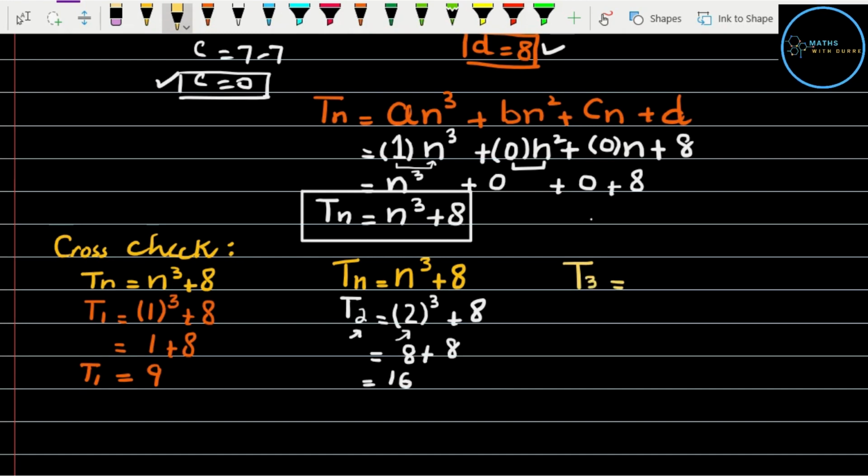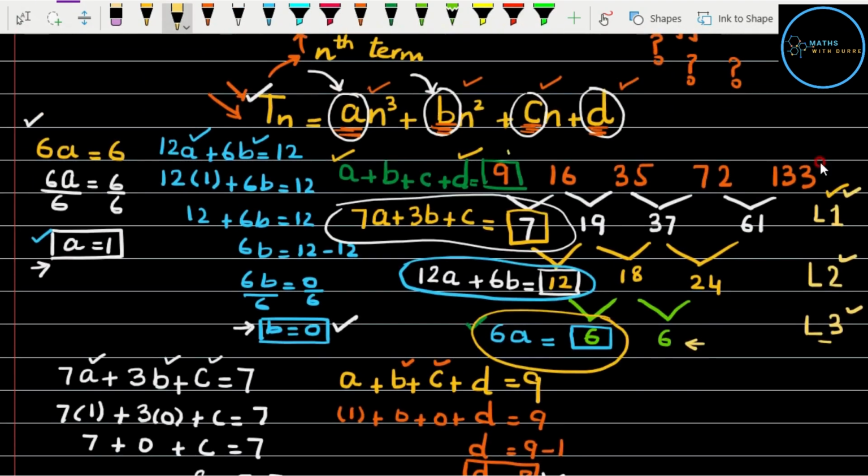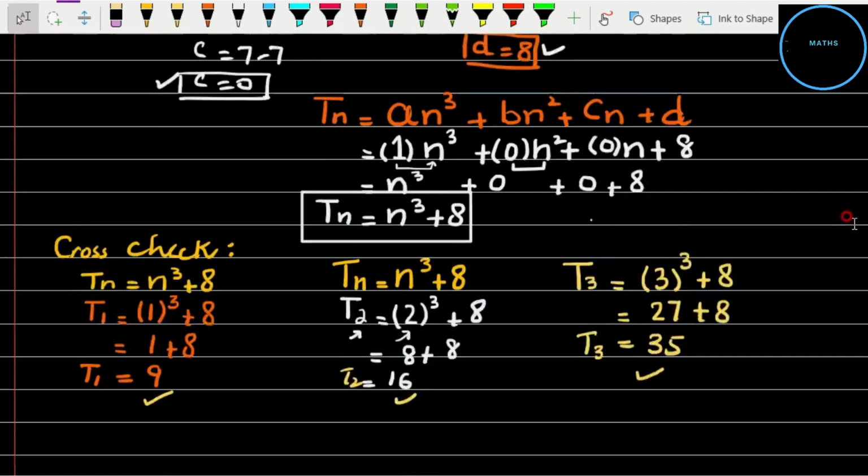Okay. So it's a last check to calculate the third term. What will be the third term? Instead of n, I'm going to write 3 here. 3 cube plus 8. So what is 3 cube? That is 27 plus 8. It is giving us what? 35. So basically first term should be 9, second term should be 16 and third term should be 35. So let's move and check the values. Yes, here it is. The first term is 9, second term is 16 and third term is 35. So it means this is a correct nth term formula.